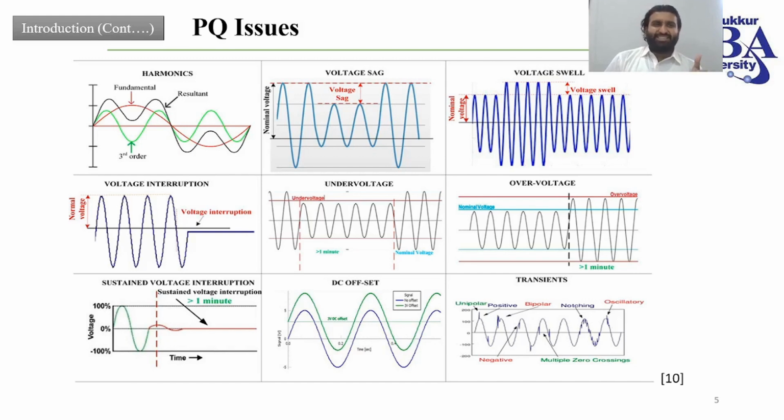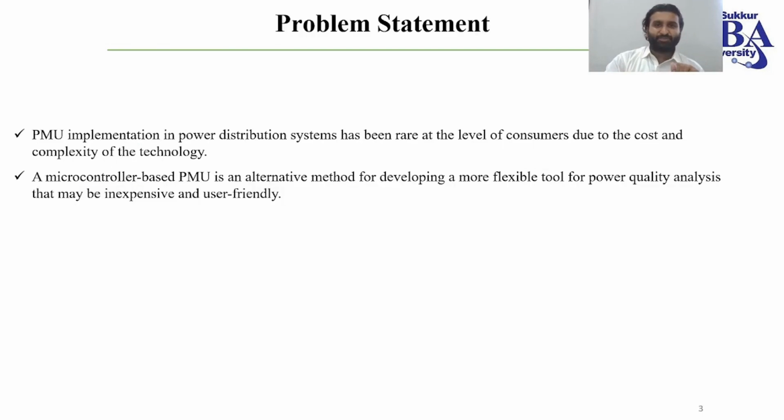These are the waveforms or signals of PQ issues. You can see here harmonics, how it occurs, voltage sag, voltage swell, voltage interruptions, undervoltage, overvoltage, sustained voltage interruption, DC offset, and transients as well. You can see how the signals vary from input to output or continuously. When there is a disruption, the power system can face issues like line-to-line issues and three-phase issues. So these are the signals of those issues.